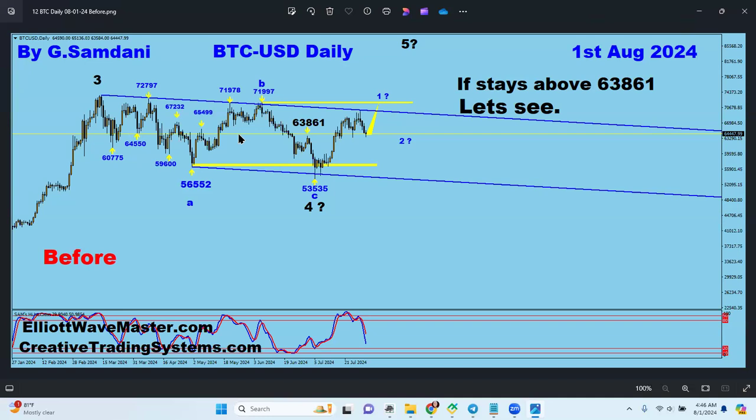But you got a clear picture now that the key number is 63,861, and if you can stay above, we will go to the upside. The next target is 71,997, which means 72,000. So it's a long distance. The next target basically is going to be this high or this high, but after that, eventually, I think wave one will finish here somewhere, and then maybe we will come down for wave two. Okay, so let's see. The key number is this. Watch this.